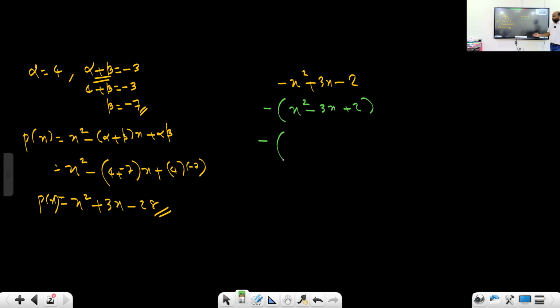You can multiply, but better you keep it, because if you multiply when you're doing the parabola, the position will change. What will your splitting the middle term be? (x minus 1) into (x minus 2). Splitting the middle term is your duty. I told you already.